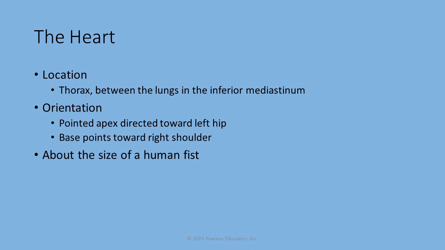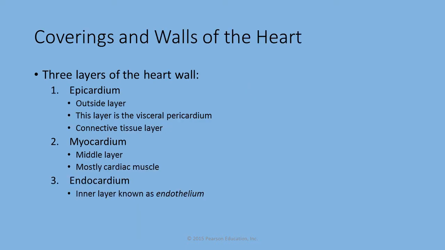The heart is obviously located in the thoracic cavity. It's between the lungs. The lower part of it, the point, which is called the apex, is pointed towards the left hip. So it is not dead center in the body. It is slightly slanted towards the left side. The size of the heart is about the size of a human fist.